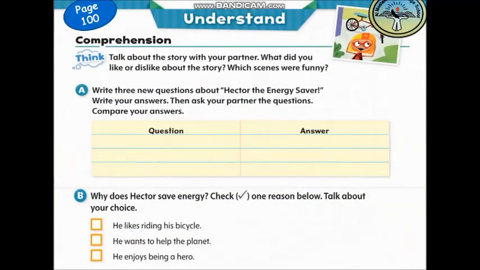Okay, now after reading, we have the comprehension. Think. Talk about the story with your partner. What did you like or dislike about the story? Which scenes were funny? For me, I find the scene of the ambulance with the woman in there having a baby is the funniest one.